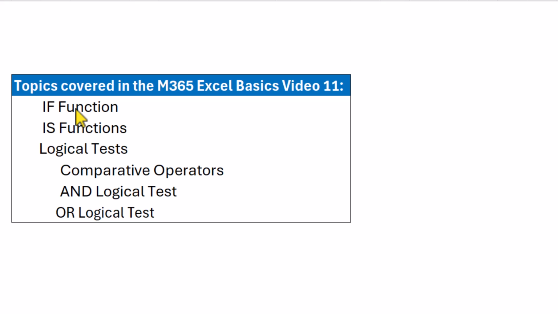We will cover the if function. The if function is one of the most used functions in Excel, and it allows you to make logical comparisons between a value and what you expect. An if function can have two results. The first result is if your comparison is true, and the second result is if your comparison is false.